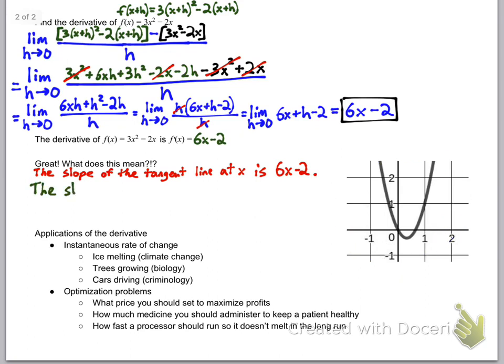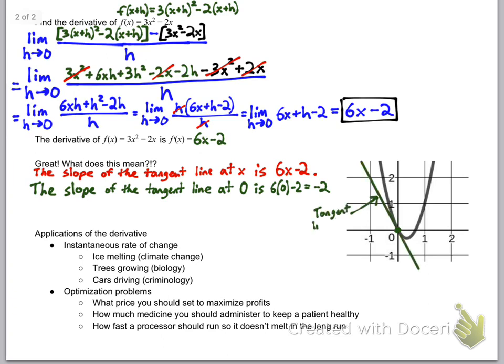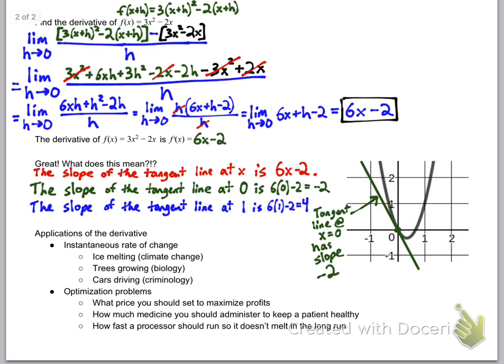So the slope of the tangent line when x is 0 is, well, plug in 0 into f prime. 6 times 0 minus 2 is negative 2. That means our point right there, the tangent line at x equals 0, has a slope of negative 2. We found the slope of the tangent line. Let's figure out the slope of the tangent line at x equals 1. Well, plug in 1 there and you get 4. So if my tangent line point is 1, 1, that's the tangent line at x equals 1, and it has a slope of 4.